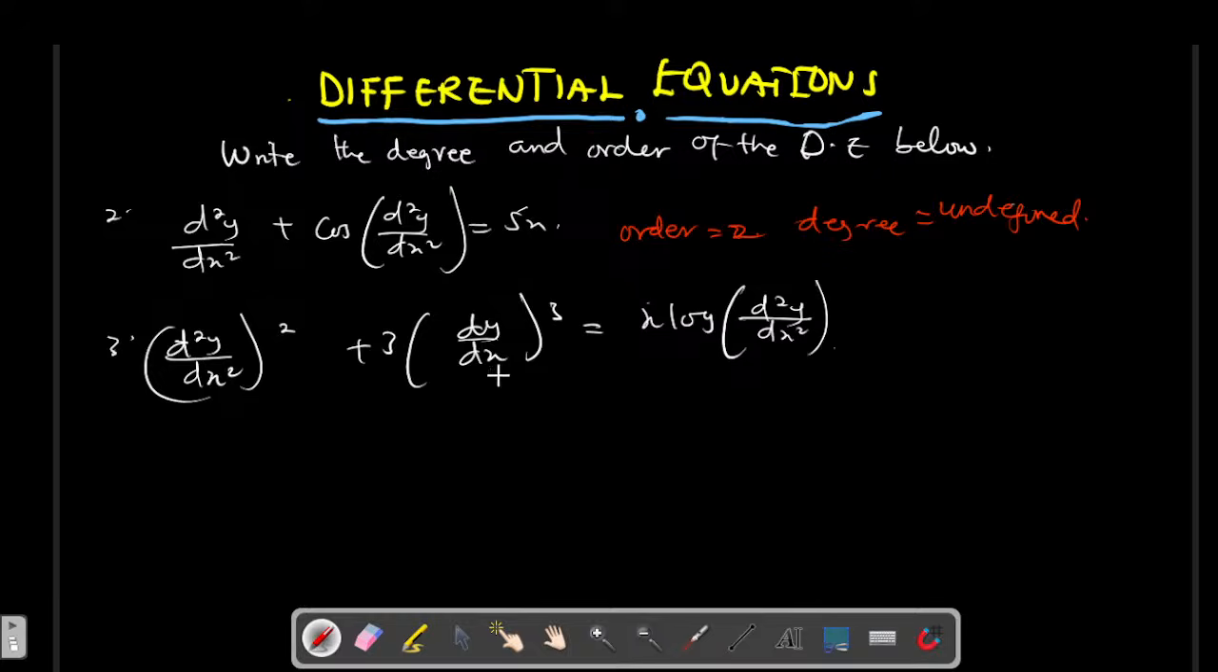Looking at this expression, what is the highest derivative? Here is 2, right? Here is 1, then here is 2. So I'll simply say that order is equal to 2. But what is the degree? To find the degree, make sure that your equation is a polynomial. Is this a polynomial? No. There is a logarithmic function, and it has the highest derivative even within the logarithmic argument, right? So because of that, our degree is undefined.